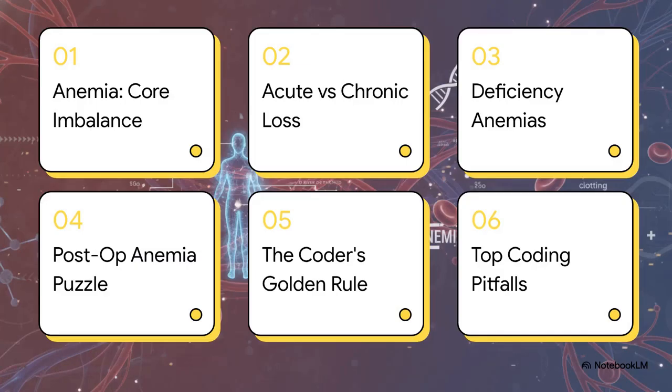So here's our game plan. We're going to fly through 6 key areas. We'll start with the basics of what anemia actually is, then get into the really critical stuff, like acute versus chronic blood loss, dive into deficiency anemias, and untangle that tricky post-op anemia puzzle. We'll wrap it all up with the one golden rule you have to follow and the biggest mistakes to avoid.